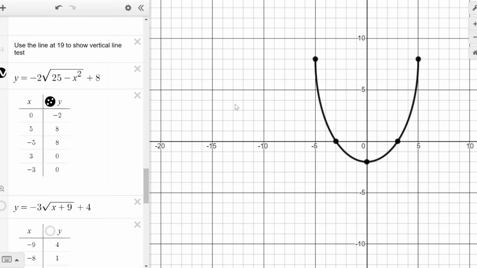You've got the plus 8, so you have the movement up 8. So that's a vertical, that affects it vertically. So there are your 5 points that I found also on the graph. Okay, so that covers that particular graph.